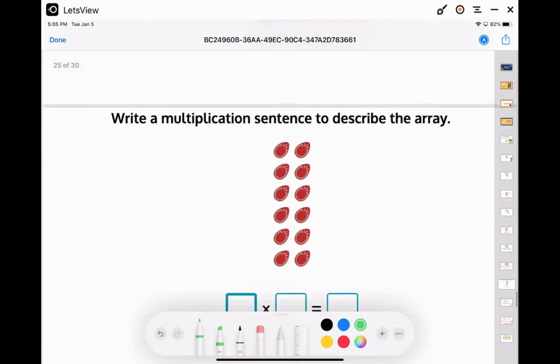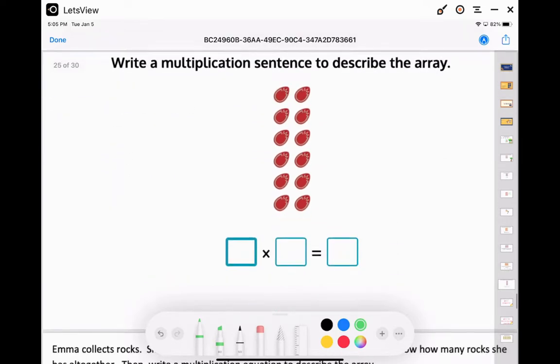So now I would like for you to write a multiplication sentence that describes each array. Remember, when you write your multiplication sentence, it needs 2 factors and a product. Please write the multiplication sentence that describes this array in your Nearpod at this time.